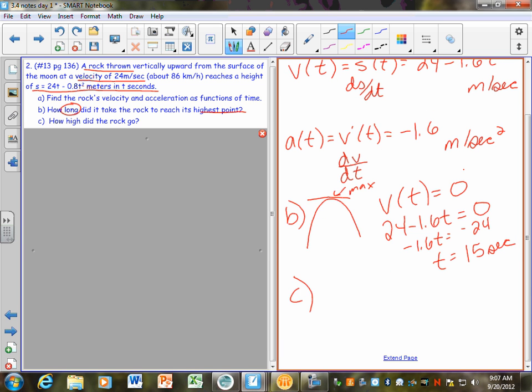How high? We know that it took 15 seconds. So all we have to do is take 15 seconds and plug that into the position function. So I'm going to do S of 15, which is 24 times 15 minus 0.8 times 15 squared. And I think I get 180. And if I'm talking about the height, what would my units on that be? Meters.